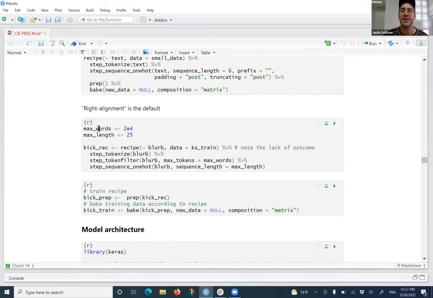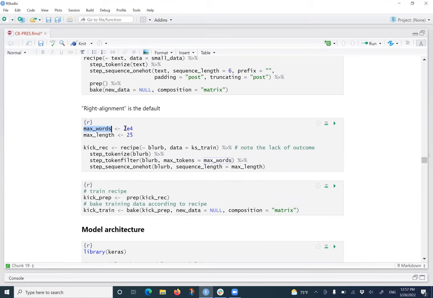Independent of the sequence length, we can choose the dictionary length. Like I was saying, I think they set it to 10,000. I put it to 20,000. I don't really understand why we would. Anyway, we'll get to that.